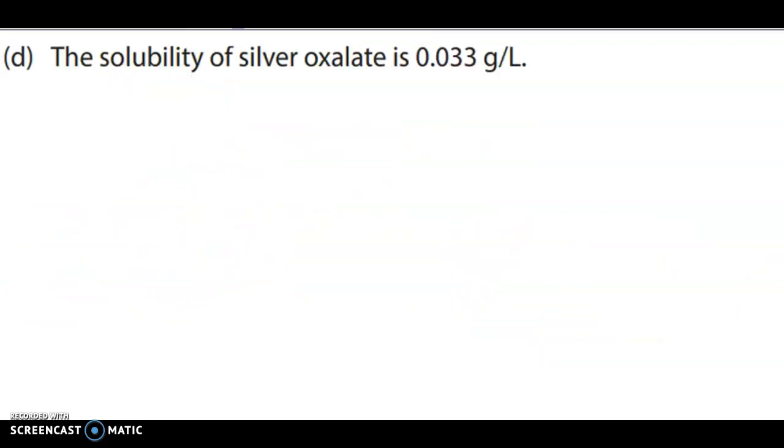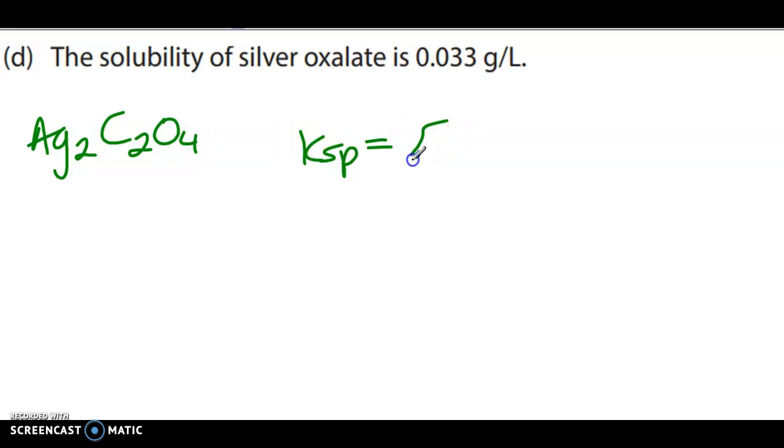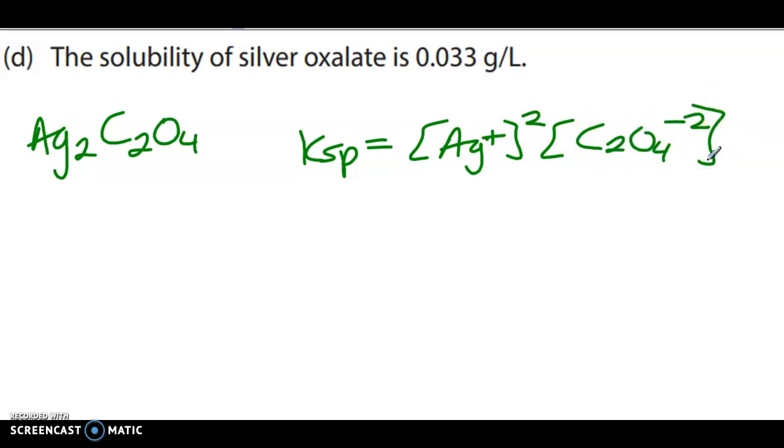All right. So here we have another example of something where it is in grams per liter. So same exact thing. This is for silver oxalate. So again, at any point in time, pause the video, give it a try, and then come on back to us. So our Ksp expression is going to be silver squared, and then of course we have our oxalate. So of course we would have to convert this into moles per liter.